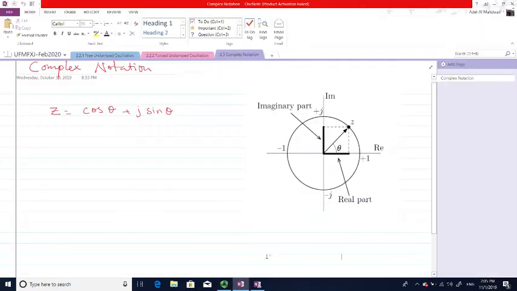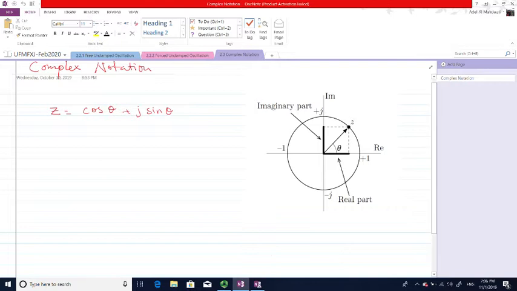Hello everyone, and today's class is about complex notation. Some of you are wondering why we are studying complex notation, and the answer is that complex numbers are going to help us in easing the solving of vibrational dynamics problems. So let's have a brief look at this complex notation, which we can apply in the next chapters.